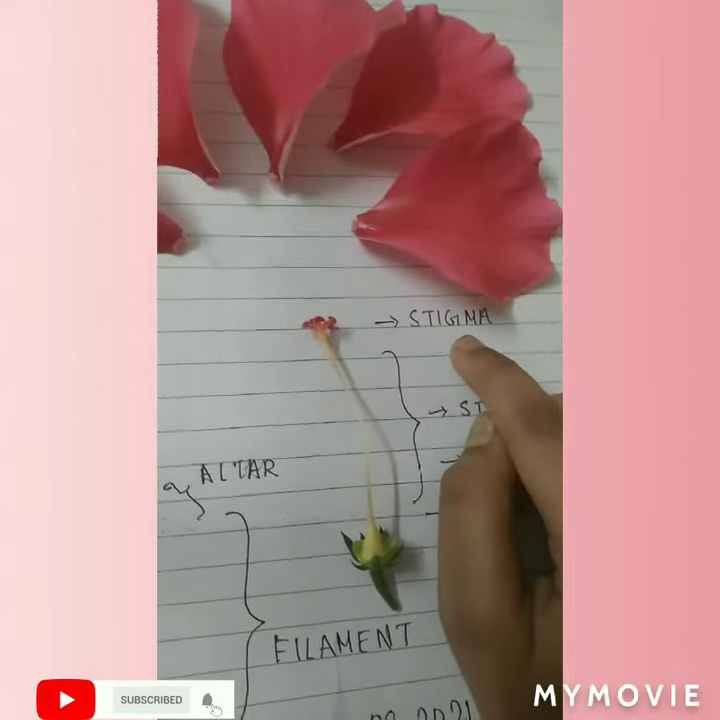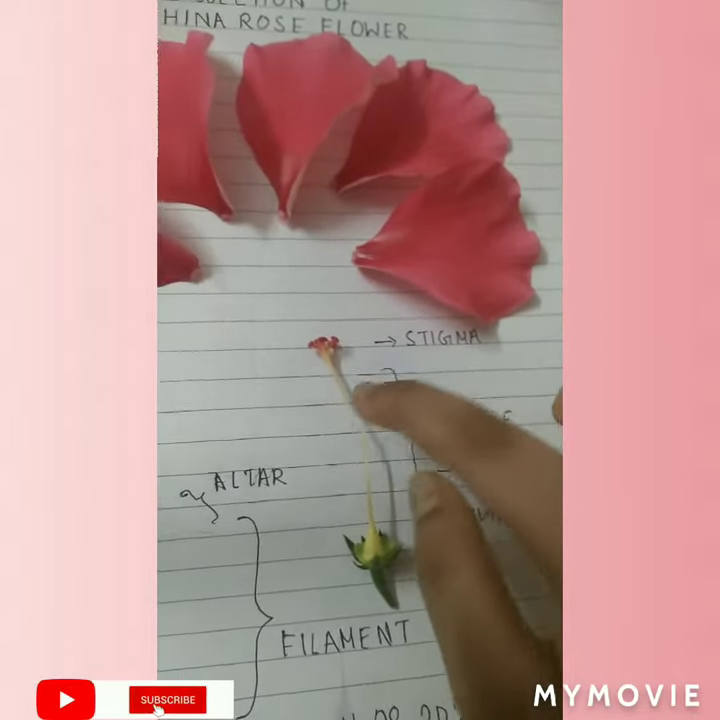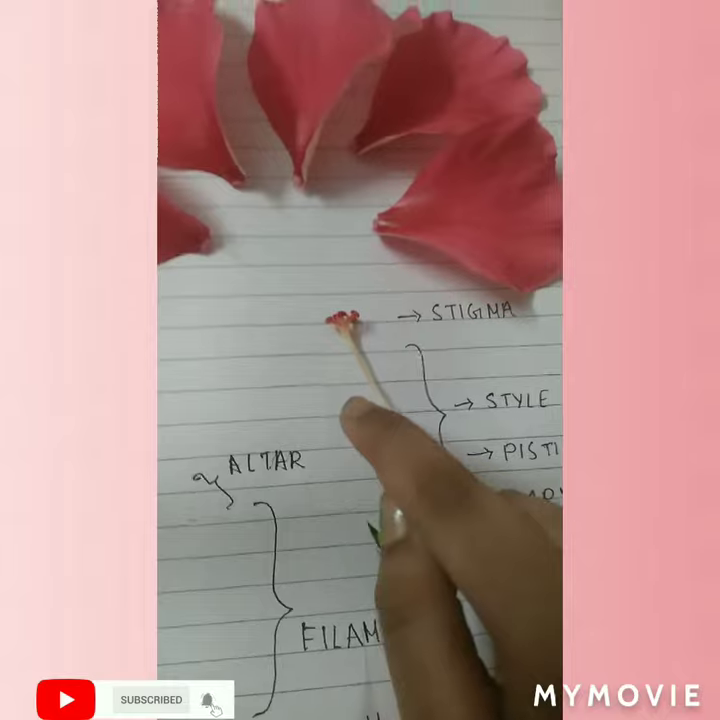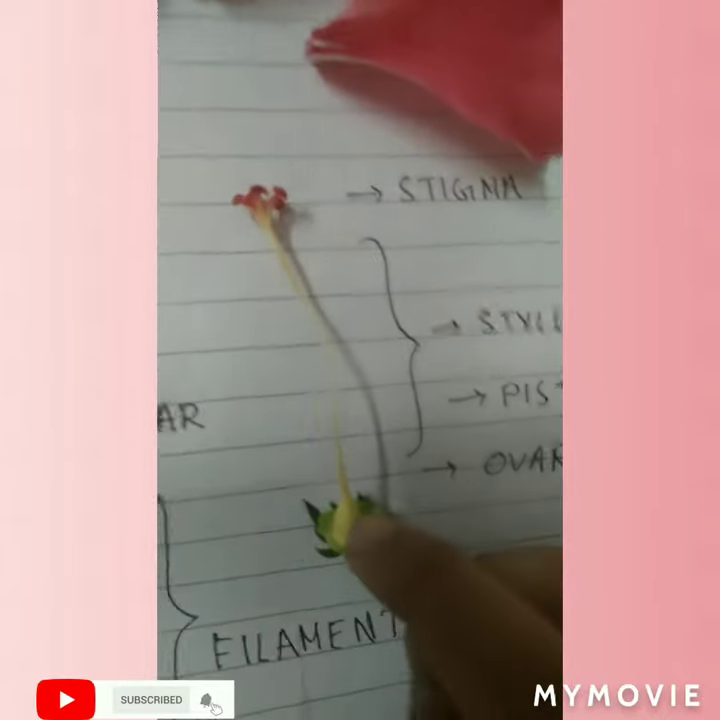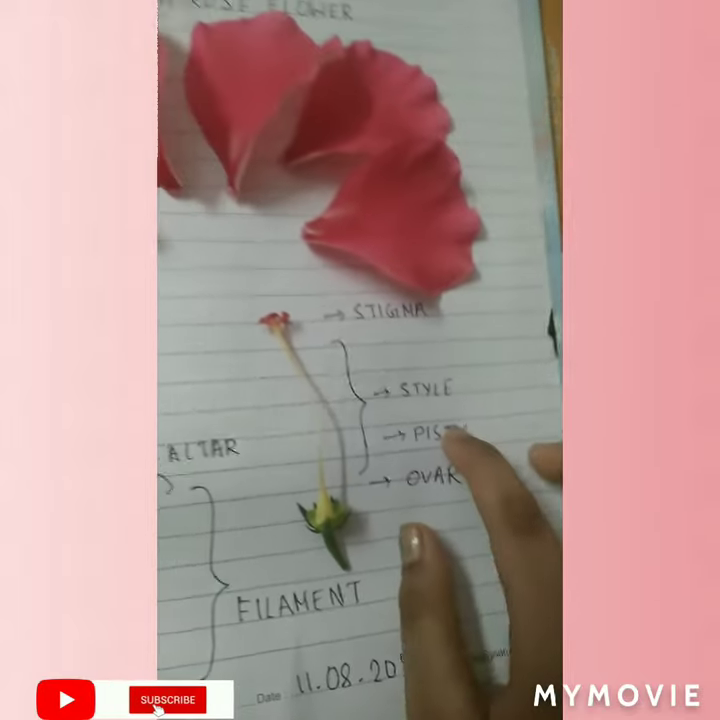but it's very small. It is the stigma that you can see in the top part of a hibiscus flower. This whole part is the style, and down is the pistil, and this yellow part you can see is called the ovary.